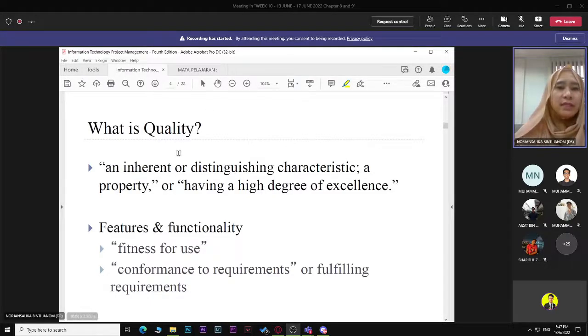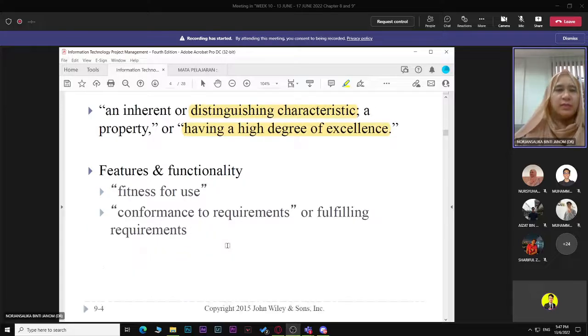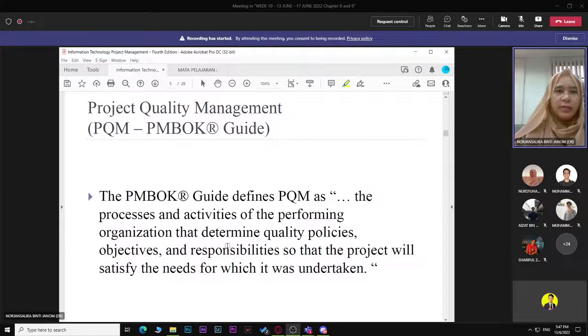So what is quality? It is an inherent and distinguishing characteristic, having a high degree of excellence, meaning that it fulfills the needs. Good, when you look at it, wow, you like it, the project is zero error, right? The product is zero error, the system that you develop, okay, and also it follows the rules, it follows the timing given, it follows the budget given, and so on, right? So functionality works and all those things, okay?